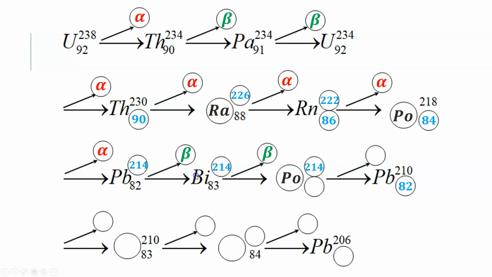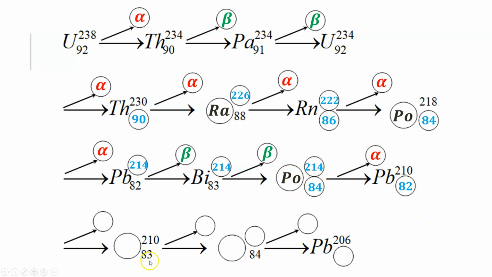If this is a beta particle, that would let this be 84. And then to go from 214 to 210 could be another alpha particle. So sometimes you kind of have to look and try to backtrack and figure out what your options would have been.